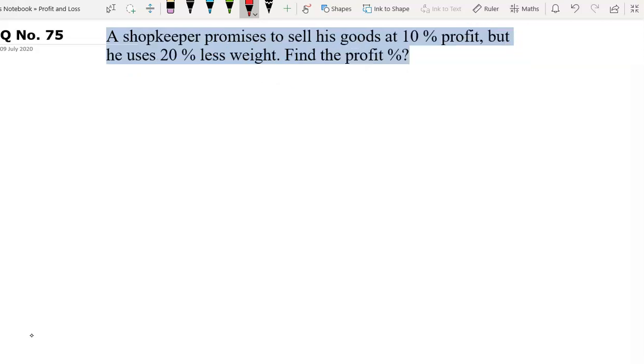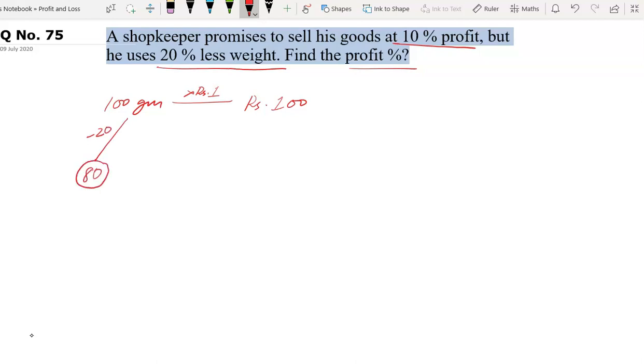Question number 75. A shopkeeper promises to sell his goods at 10% profit, but he uses 20% less weight. Find the profit percent. So let's say the shopkeeper sells 100 gram of goods and his cost price is rupees 100. So 1 gram will cost how much? Rupees 1. Now he uses 20% less weight. So minus 20. So he sells 80 gram. And 80 gram will cost him how much? 1 gram is 1 rupee. So 80 gram will cost him 80 rupees. So his CP, cost price, is 80 rupees for 80 grams.